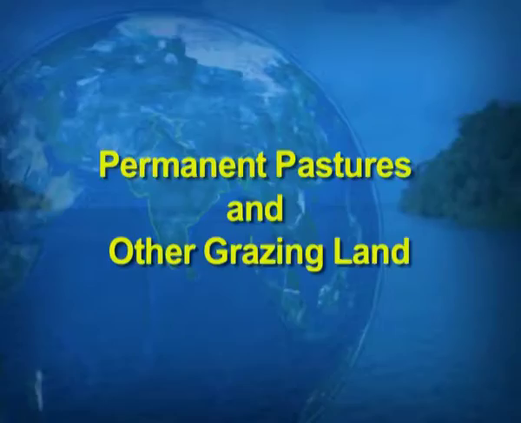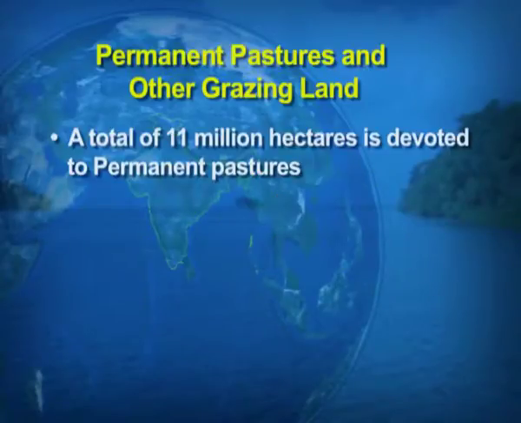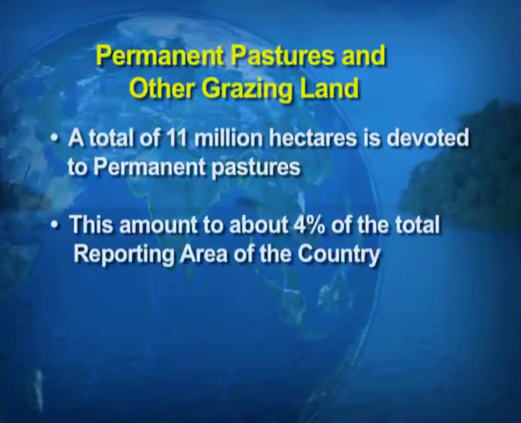The next category under land use is the permanent pastures and other grazing land. A total of 11 million hectares is devoted to permanent pastures, and this amounts to 4% of the total reporting area of the country. And what is the reporting area? We have already discussed that all the land uses put together bring about the reporting area.